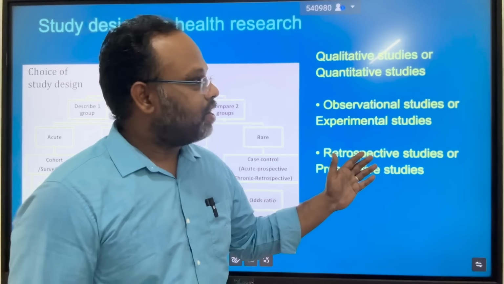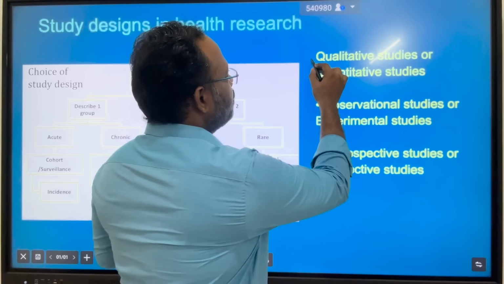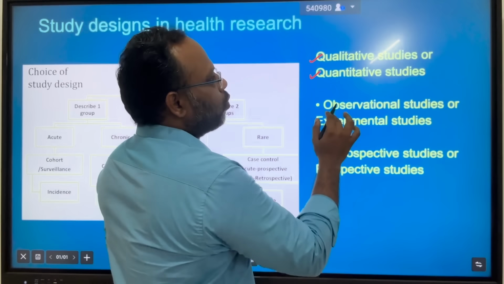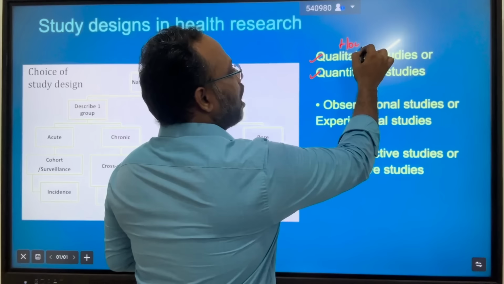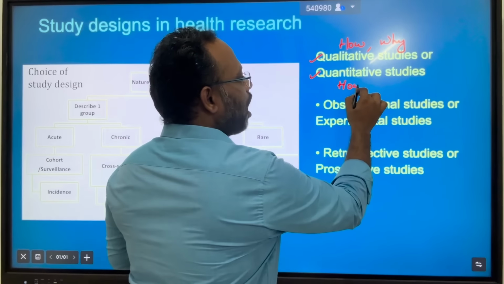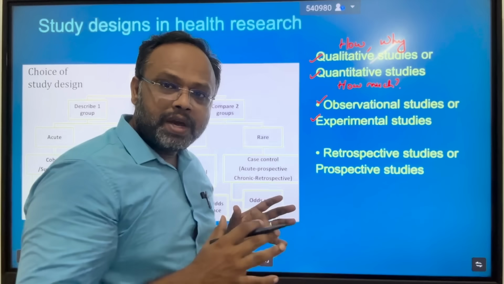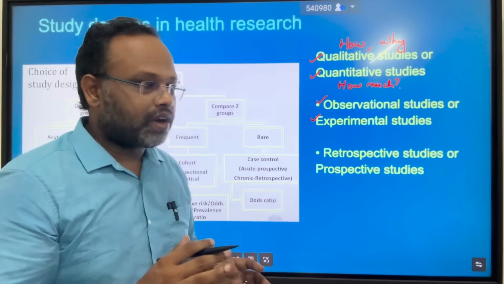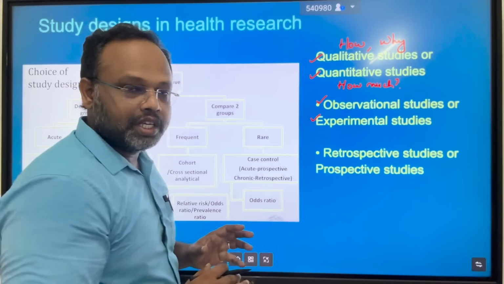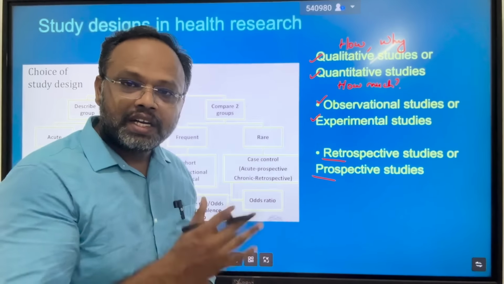On your right hand side, we have this classification, which is very simple. It can be classified into qualitative and quantitative. Qualitative will answer how or why. On the other hand, quantitative study answers how much. Then we have observational studies and experimental studies. Based on whether we are providing interventions or not, we can classify into observational and experimental studies, and retrospective and prospective studies based on the direction of the study.